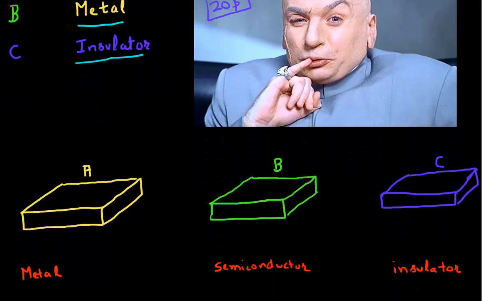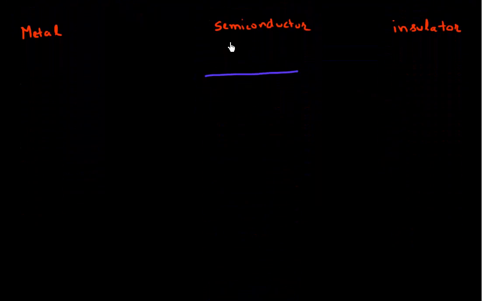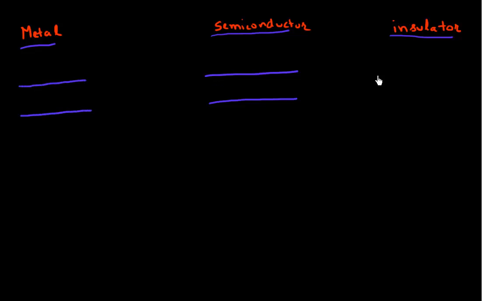So let's go back to something we studied in the course, and look at how the band diagram of a metal compares with that of a semiconductor and an insulator. In all cases we have a conduction band. This is the conduction band for the semiconductor, this is the conduction band for the metal, and this is the conduction band for the insulator. We also have a valence band, which is separated from the conduction band in the case of a semiconductor by a band gap.